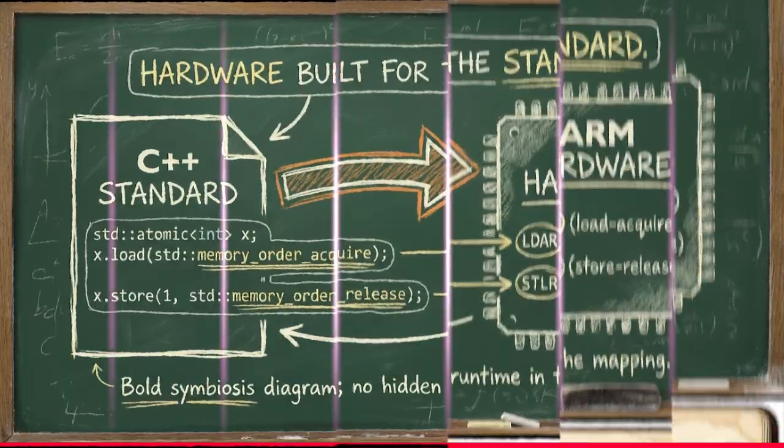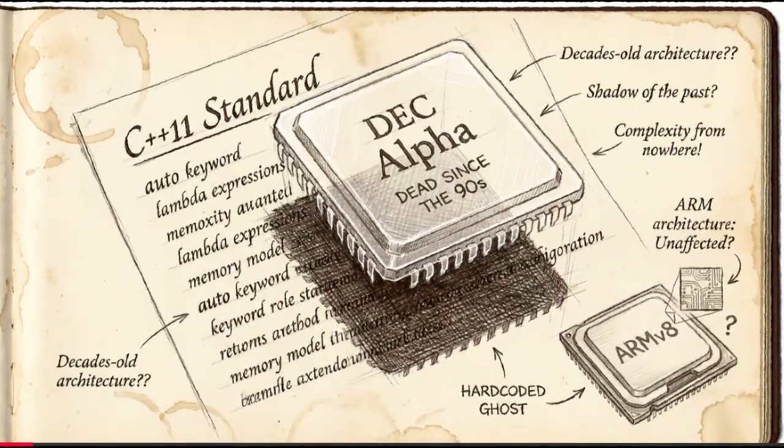But this raises an important question, and it's deeply ironic. If modern C++ memory models are perfectly synchronized with modern hardware, like ARMv8, what about the DEC Alpha, the architecture that caused so much panic with its incredibly weak memory model and its out-of-thin-air anomalies? Right, the processor that could load data before it knew the address. Where does it fit into the modern standard?